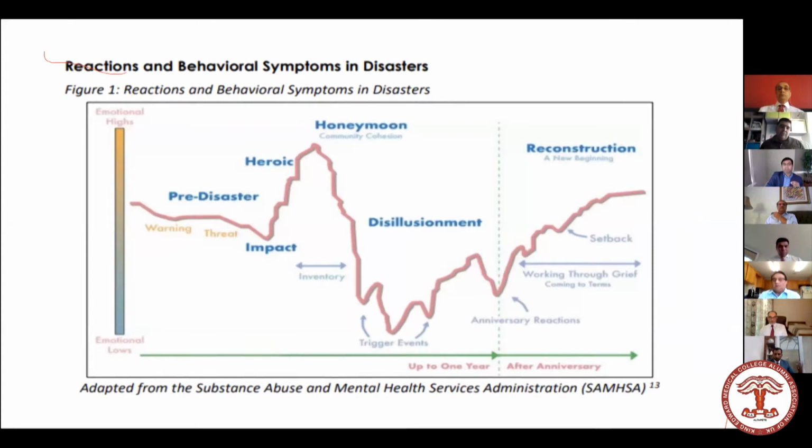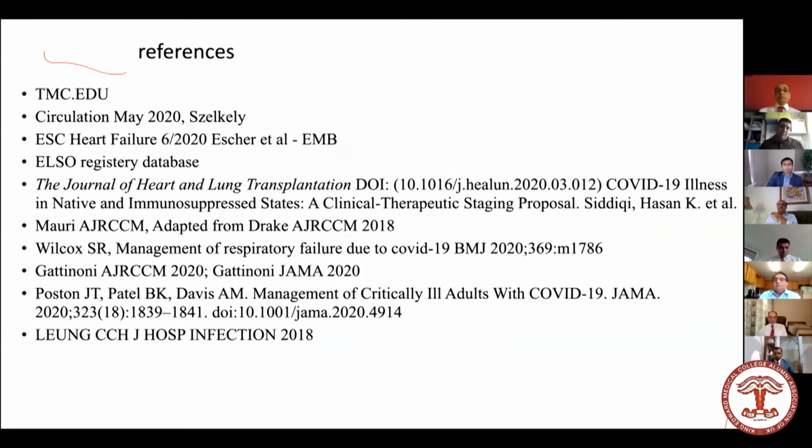And my last slide is what everyone goes through, their emotional highs when everyone feels like they're a hero. There's a honeymoon phase, but most of us are in the disillusionment phase in the US because this is a prolonged surge for us, especially because the lockdown is not there. I think for the sake of time, I'll just stop here, and these are the references, and we'll answer any questions during the discussion.